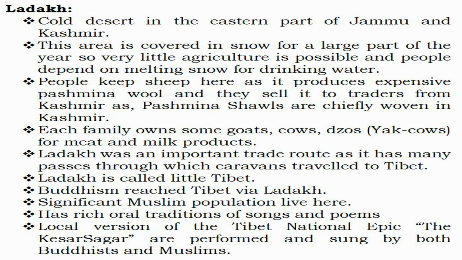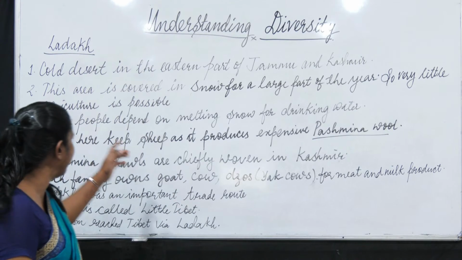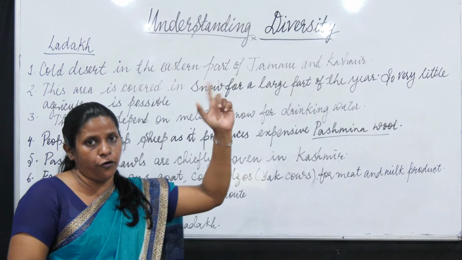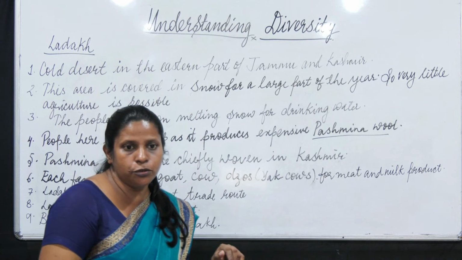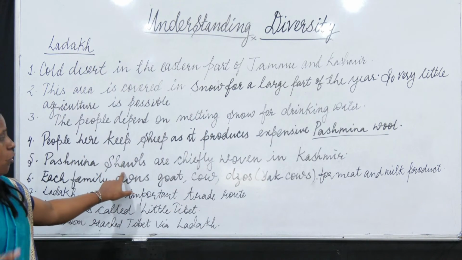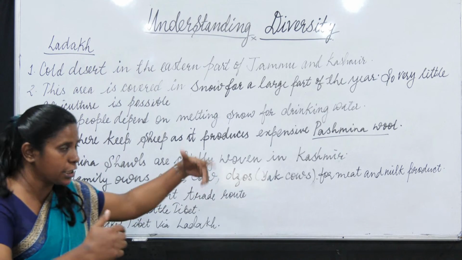Okay. Now because I already taught that the people, and even one more thing is there. The people mostly depend on the snow. When the snow melts only, they will get the drinking water. It is already written here. The people depend on melting snow for drinking water. Clear to you? Okay, come to the next point. We already told that pashmina shawls are chiefly woven in Kashmir.